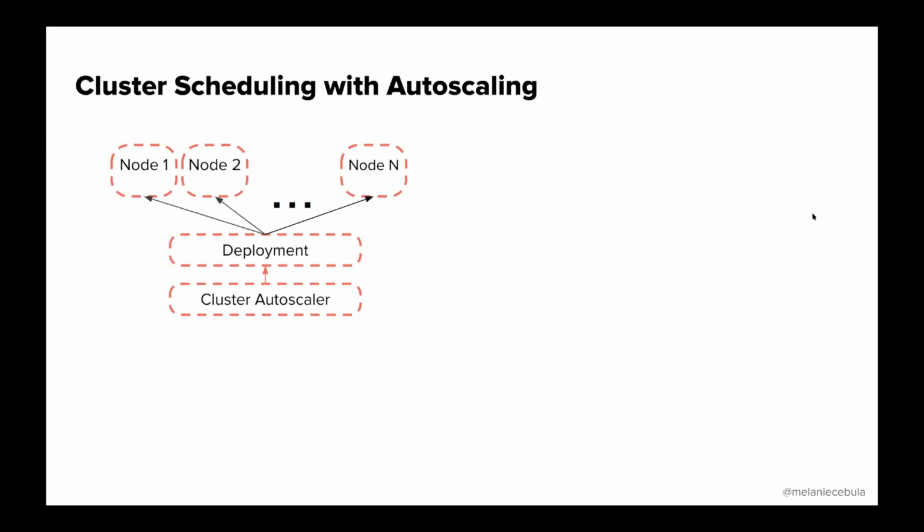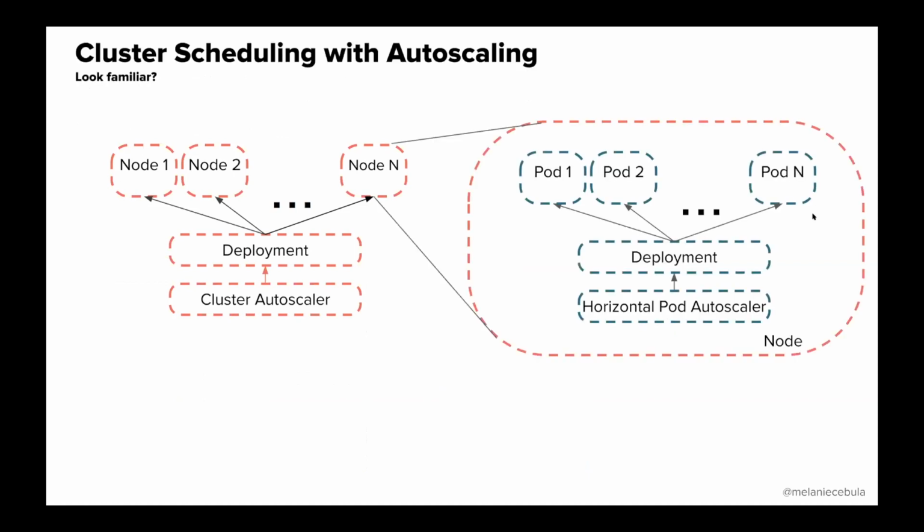So, cluster scheduling with autoscaling. This is the same graphic as before with the Kubernetes pod and the deployment, but you'll notice it's a little bit different. This is the cluster autoscaler, not the HPA, and it's dealing with n nodes, not n pods. So conceptually, it's actually a fairly similar concept. And then of course, on every one of these nodes, we are running HPAs and running these different pods.